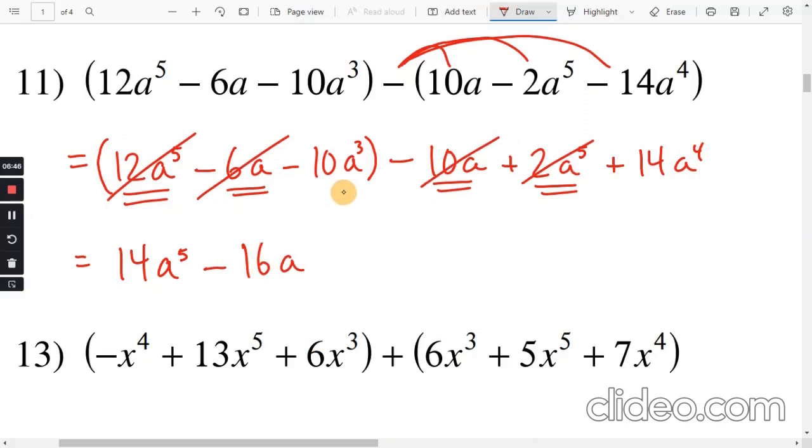And then finally, here we have a to the 3rd, here we have a to the 4th. Those do not match, so we cannot combine them. So just write negative 10a to the 3rd and positive 14a to the 4th. Final answer.